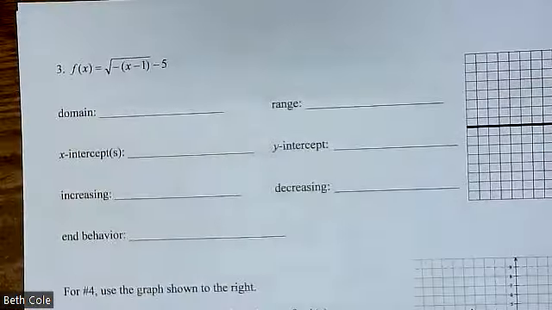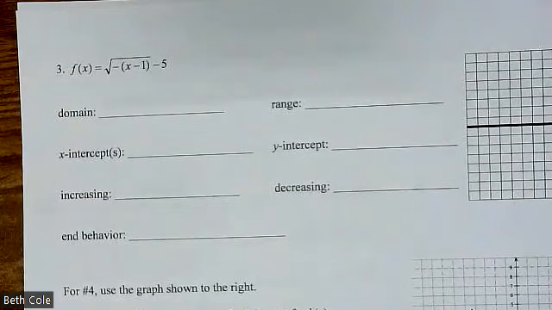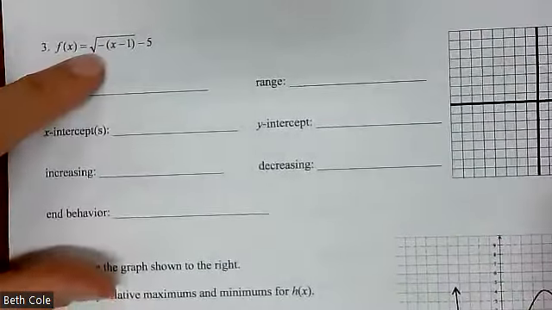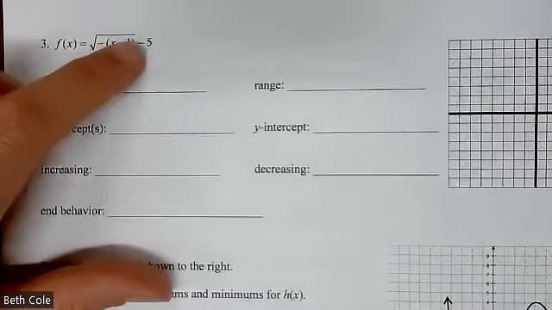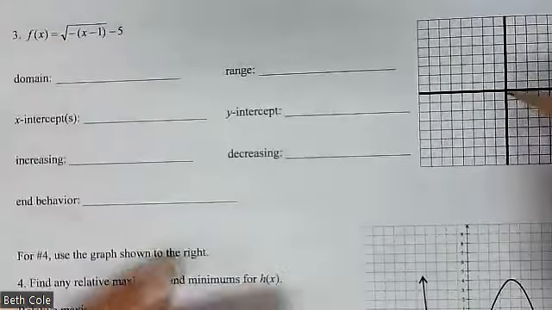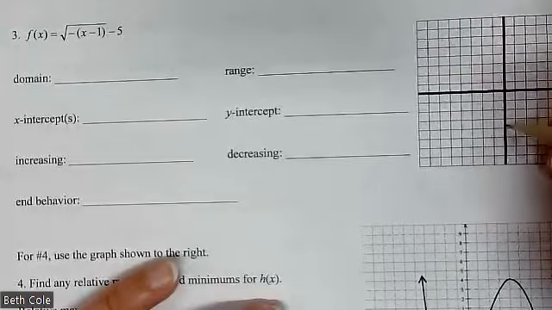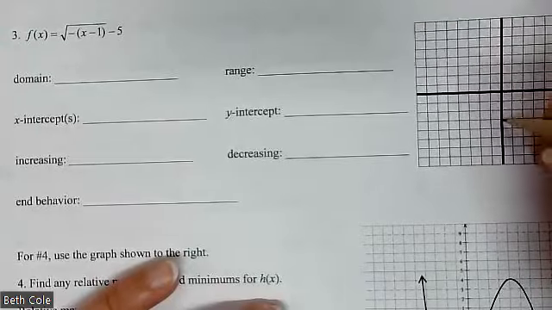We'll do one more of the graphs and then we'll do our break there because that's probably about halfway. All right. Square root, it's going to be like this. How did it get shifted? Down 5 and right 1. From the origin, you're going to go down 5 and then right 1.